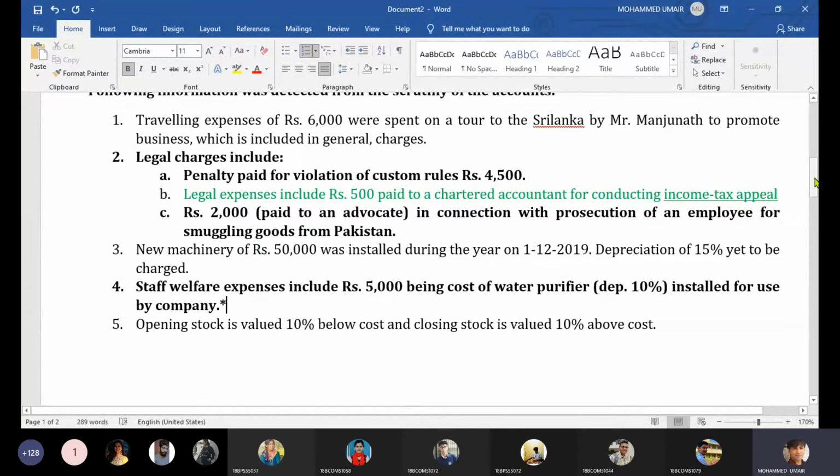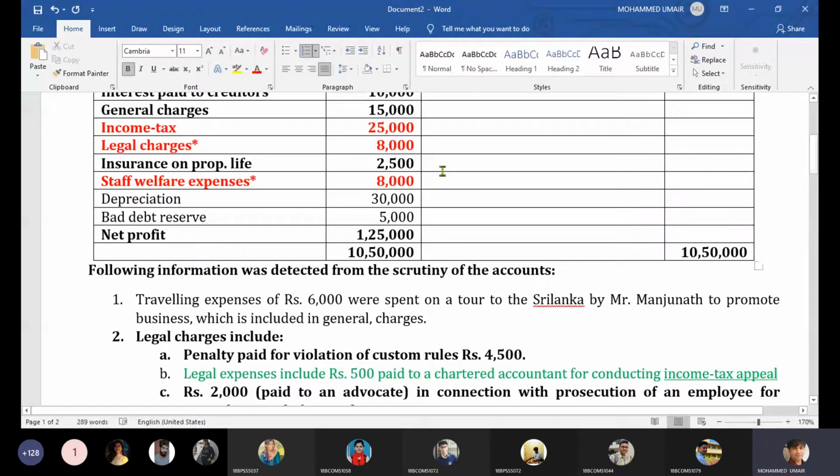Let's see some of the other expenses. Depreciation.